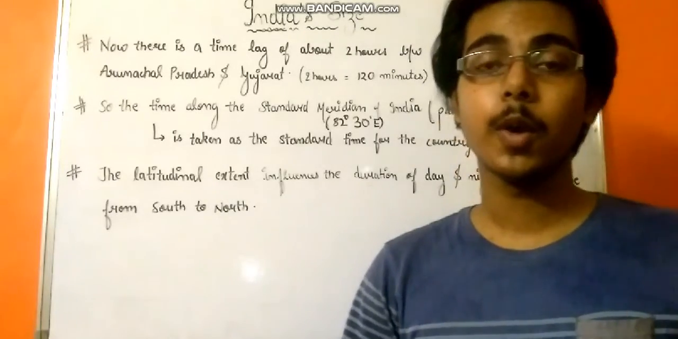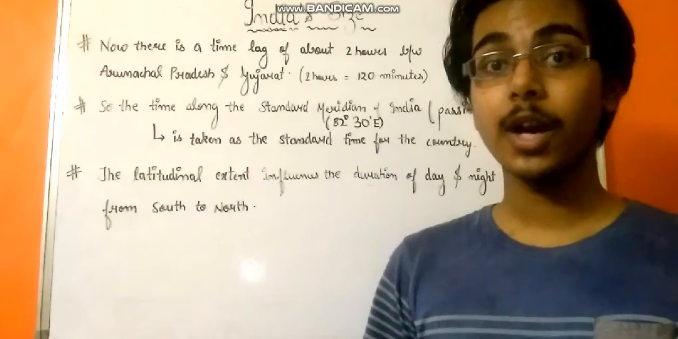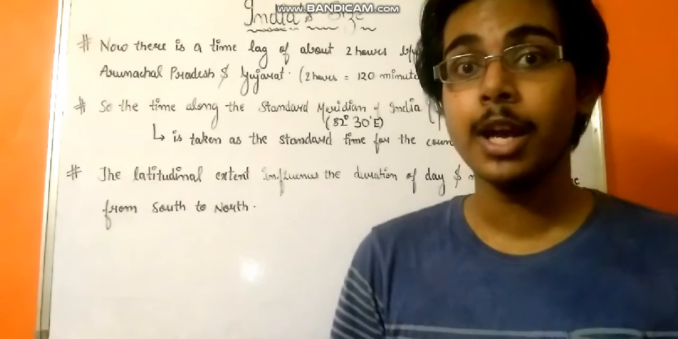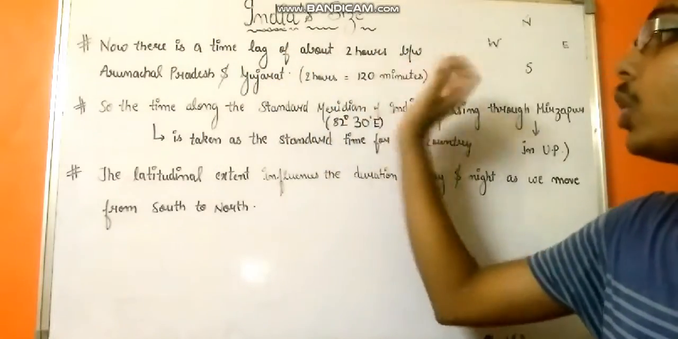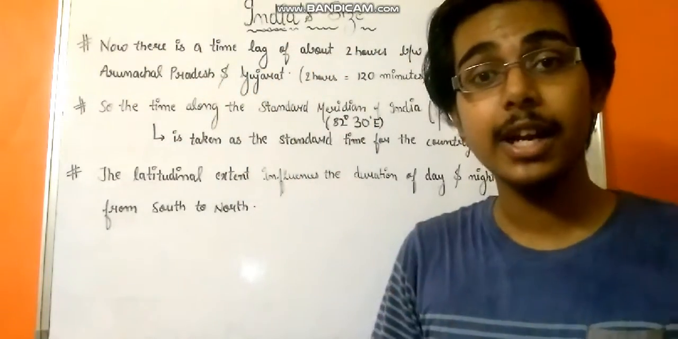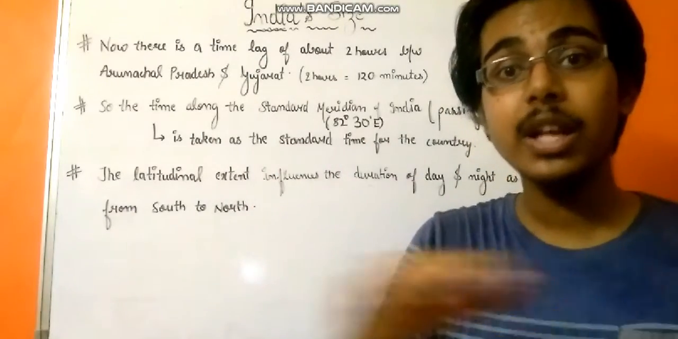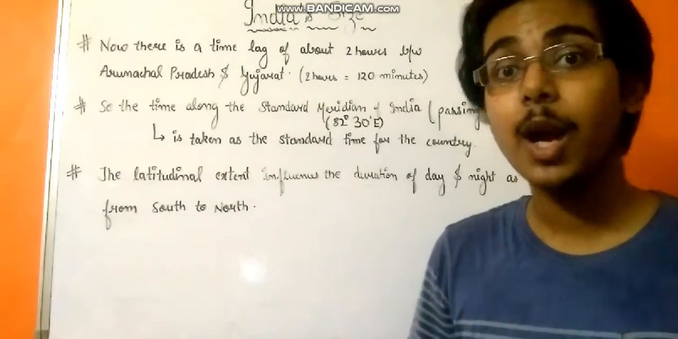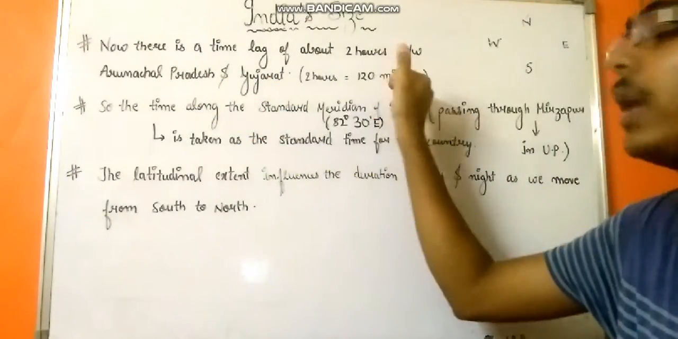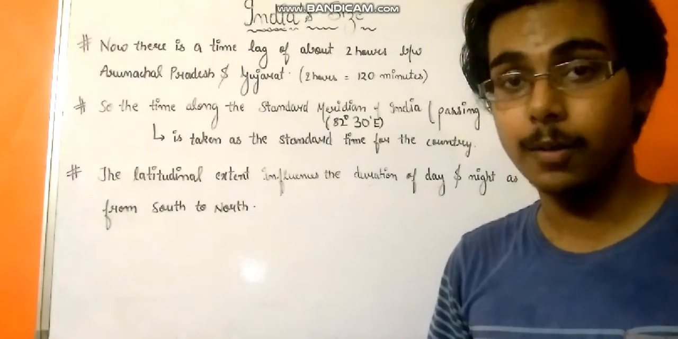Now I would request all of you to please pay full attention to the next points that we are going to discuss, because these are the most important points of this chapter. Now there is a time lag of about 2 hours between Arunachal Pradesh and Gujarat. Arunachal Pradesh is one state in the northeast, whereas Gujarat is in the west, so between these two states there is a time lag of about 2 hours. If you convert hours into minutes, you get 120 minutes. This is a very big difference between these two states.